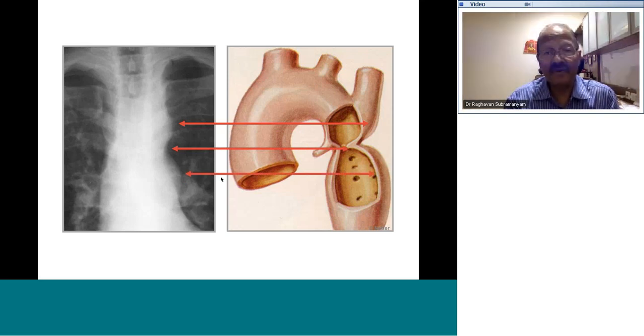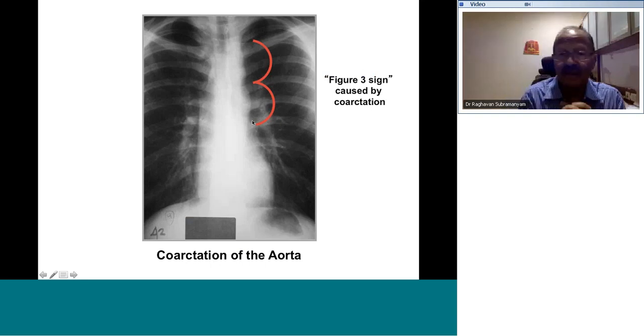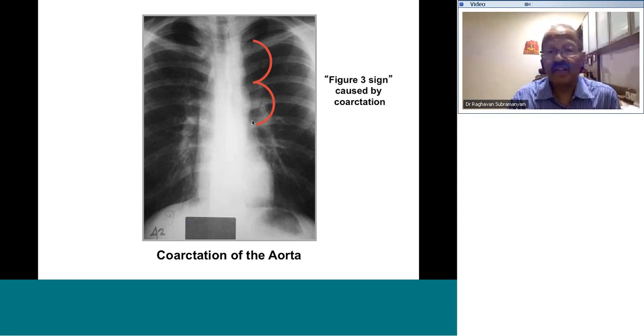Right? And this shows how the 3 sign is produced. Can you see that? The 3 sign and the indentation of the aorta. Now, this requires some attention. If you do not pay attention to the aortic outline, this X-ray may be passed off as normal. And particularly in a child, when rib notching is often not prominent, it may be passed off as normal.